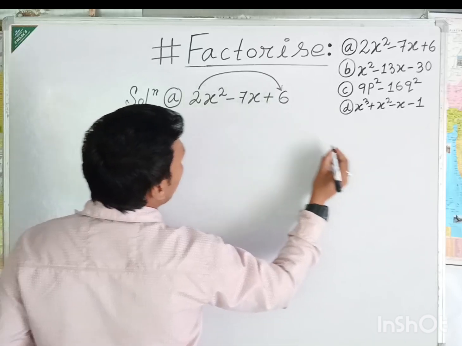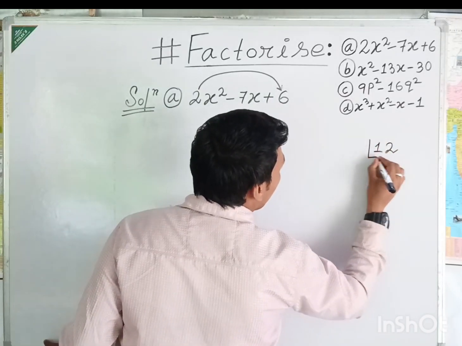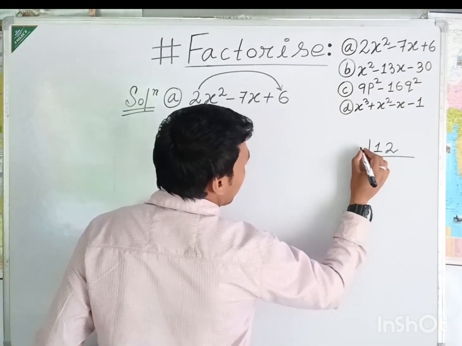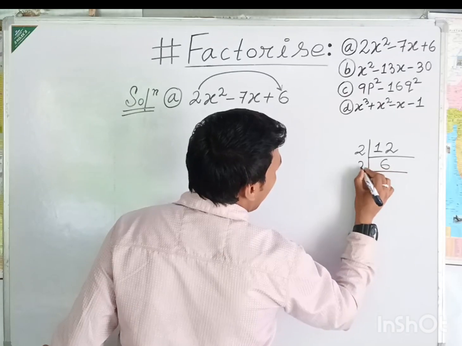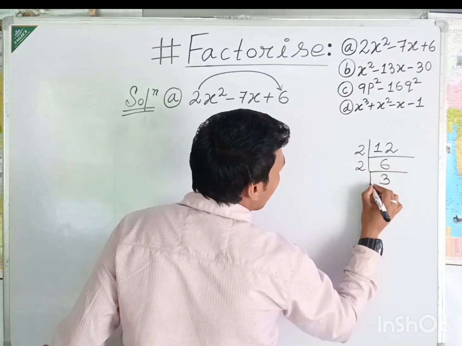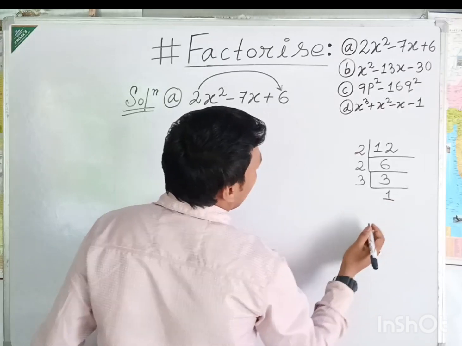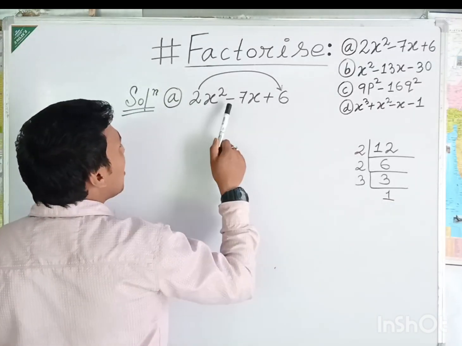2 6s are 12. So after multiplication I have got 12. Now I will find the factors of this 12 by using the prime factorization method. 2 6s are 12, and 2 3s are 6, and 3 1s are 3. After finding the factors, you just check the middle term.